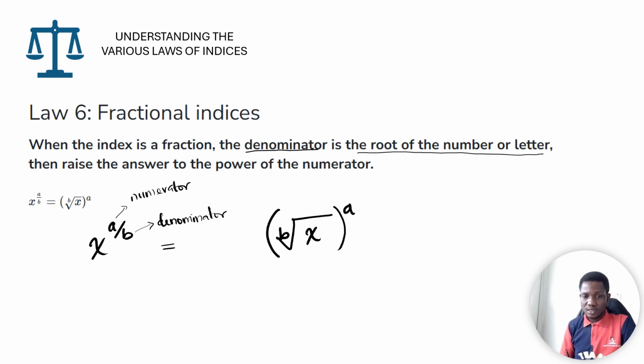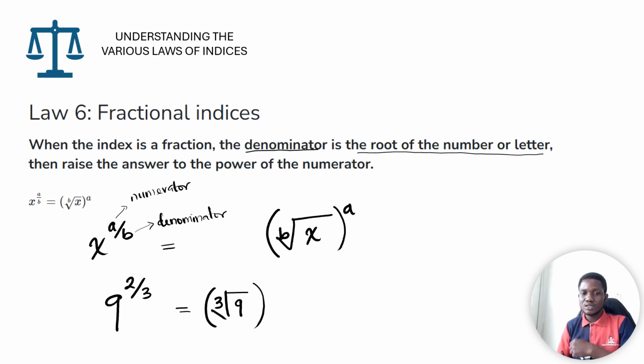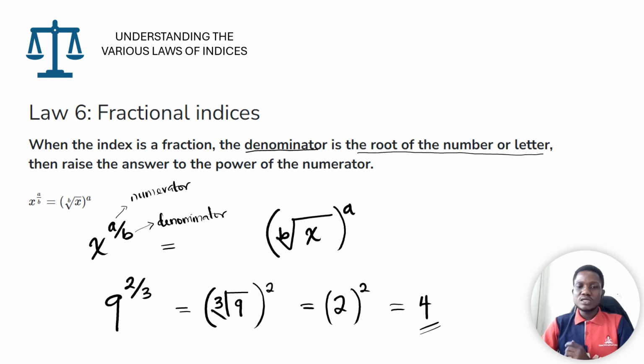A quick example of this again is going to be 9 to the power of 2 over 3 as a fractional index. This 3 here is the denominator, so it's going to determine the root of 9. And so we're going to have the cube root of 9, all raised to the power of the numerator, which is 2. So what is the cube root of 9? Then all raised to the power of 2, which gives us 4. Alright, so these are the basic illustration and explanation of the laws of indices.